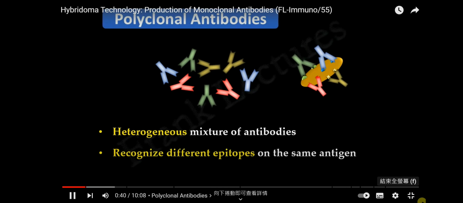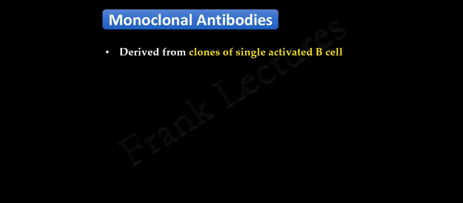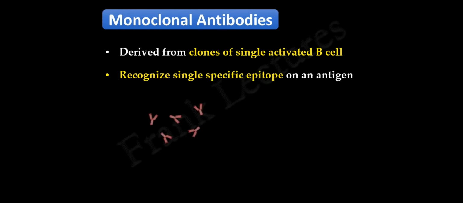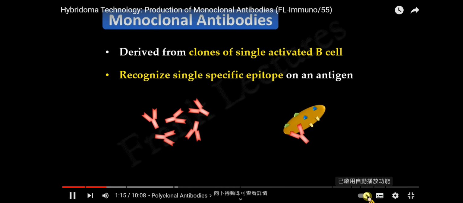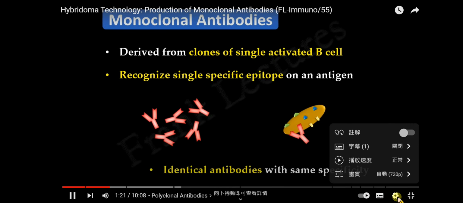The antibodies derived from the multiple clones of B cells are known as polyclonal antibodies. We also understood that polyclonal antibodies have some limitations in diagnostic and therapeutic applications. Today we will study monoclonal antibodies. As the name reflects, monoclonal antibodies are derived from the clones of a single activated B cell. So, these antibodies will recognize and bind only one particular epitope on an antigen. We can also say that monoclonal antibodies are identical antibodies with the same specificity.